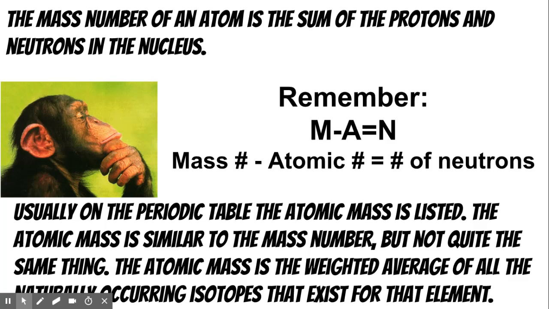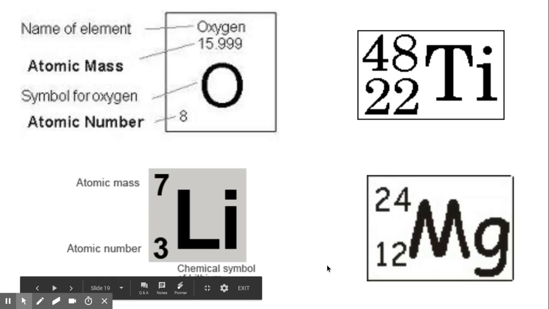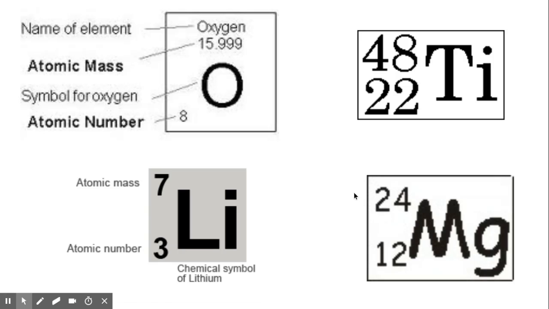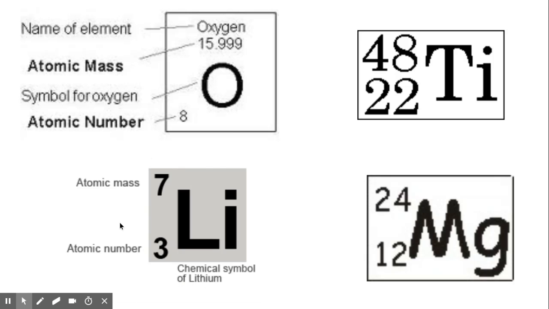So on the periodic table, take your atomic mass, round it to the nearest whole number, and you'll get the mass number. Here are a couple more examples. We can see atomic mass is up here, and then over here, this would be our mass number on titanium. Here's our atomic number down here, and then we have our mass number on magnesium. Here for lithium, we have our atomic number on the bottom, and then the atomic mass rounded is 7 up top here.